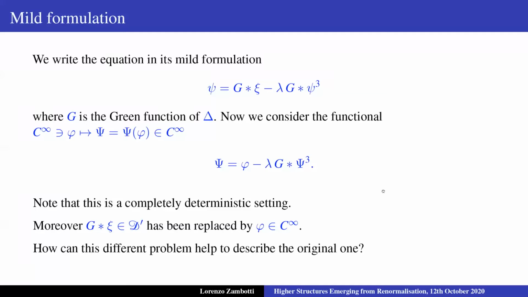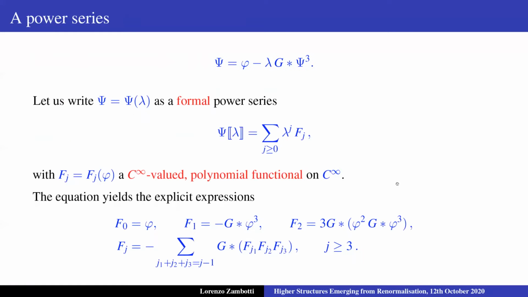Okay, I hope this is clear. So I have written now a deterministic, classical problem. And now I want to convince you that this can, with some work, help to describe the original equation. Now, since I have a parameter lambda, I can try to write the solution capital psi, which is a function of lambda as well, as a formal power series. So here I am fixing small phi, and now it is lambda which is varying. And then I write this formal power series.